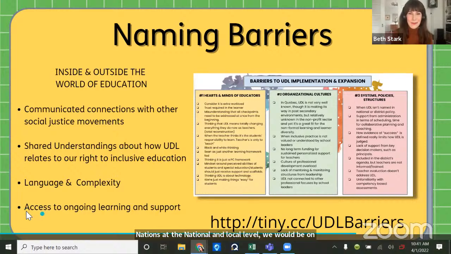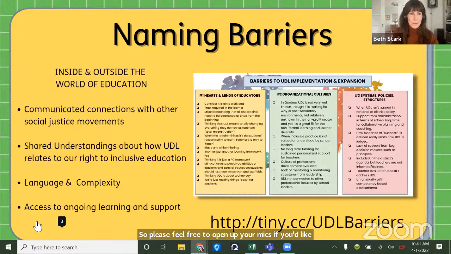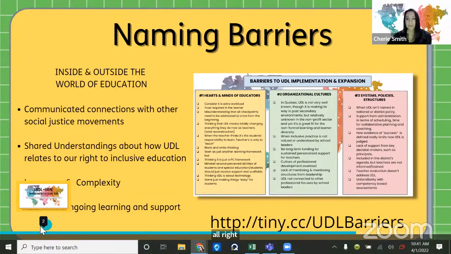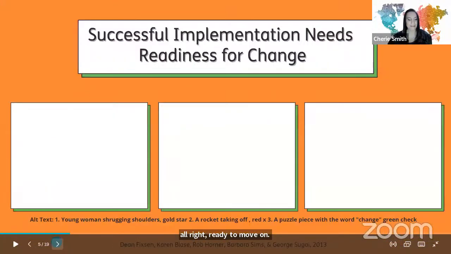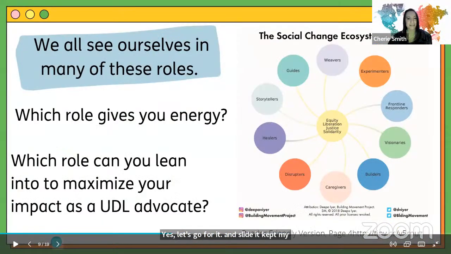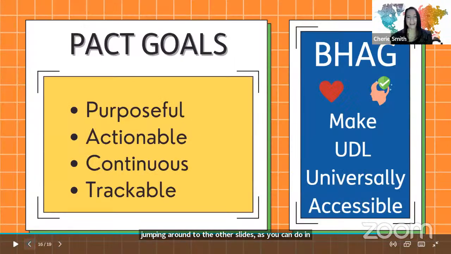All right, so please feel free to open up your mics if you'd like to share any barriers that you identified. Yes, UDL and ESSA. Thank you, Neil. It's there. Yep, it's there. All right, ready to move on? Yes, let's go for it. Oh gosh, I'm at the wrong slide. My mouse kept jumping around to the other slides, as you can do in Canva. Oh, went too far. There we go.